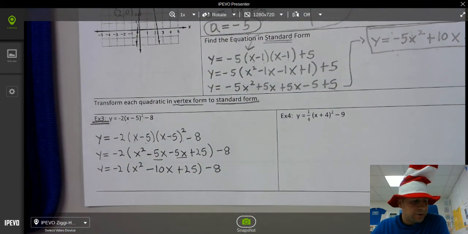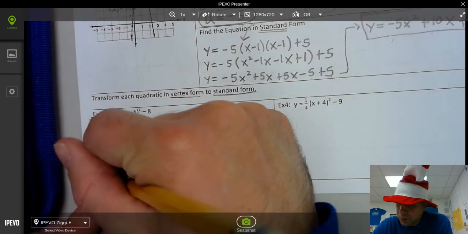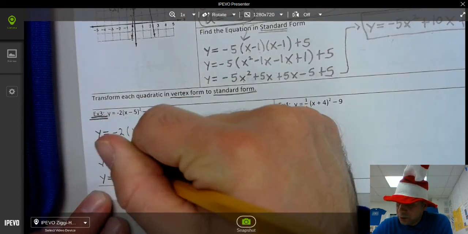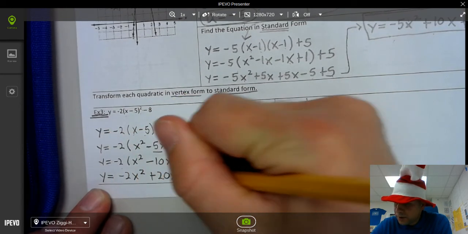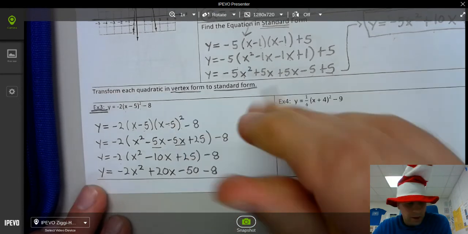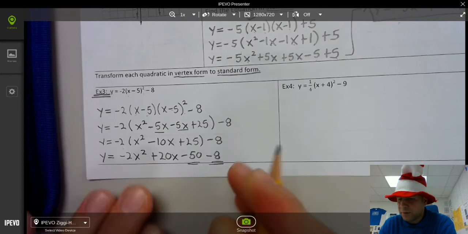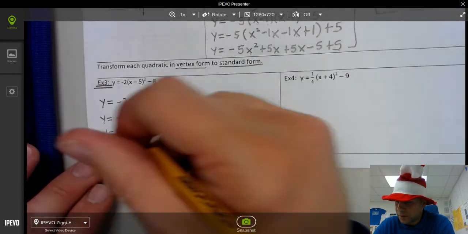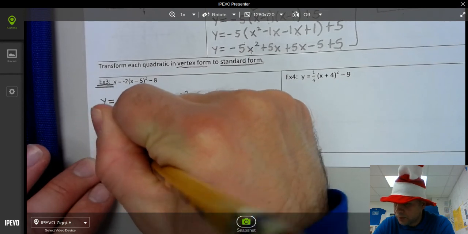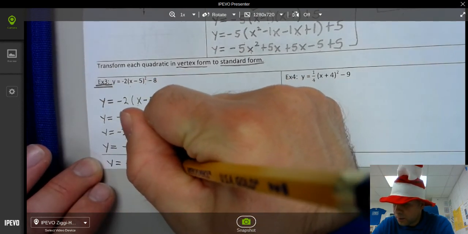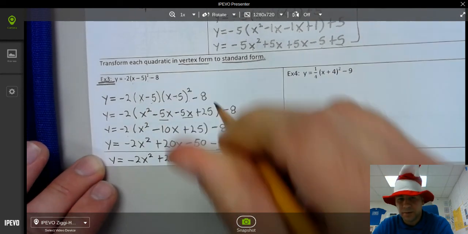Now, step 7 says distribute the a value. So we're going to distribute the negative 2. So you get y equals negative 2x squared plus 20x minus 50 minus 8. And then step 8 says add the constants. So the constants are negative 50 and negative 8. So you get y equals negative 2x squared plus 20x minus 58.